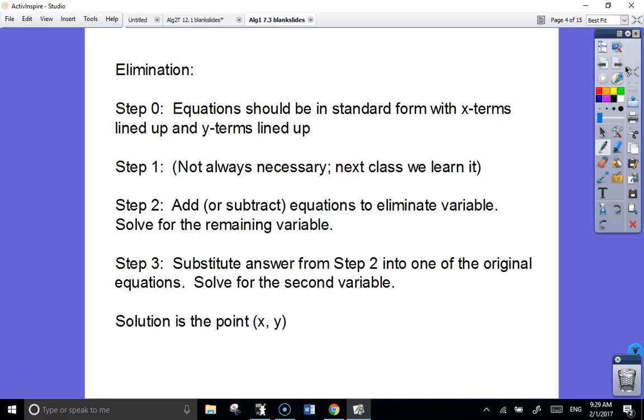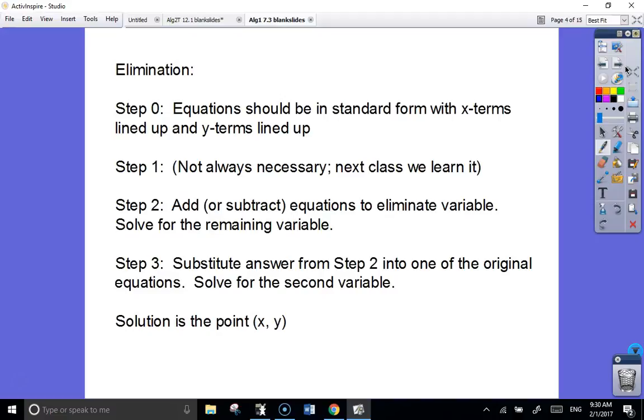Just like when we did with substitution, right? We substituted for one variable into the other equation. We reduced it to one equation and one variable. That's what happens in step 2 here. We add or subtract the equations to eliminate a variable so that we just have one equation and one variable. Okay, and then we solve for that. Whatever's left, we solve for that.